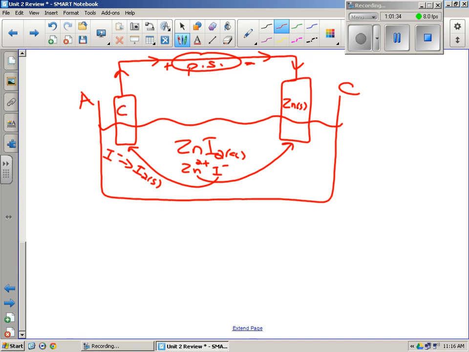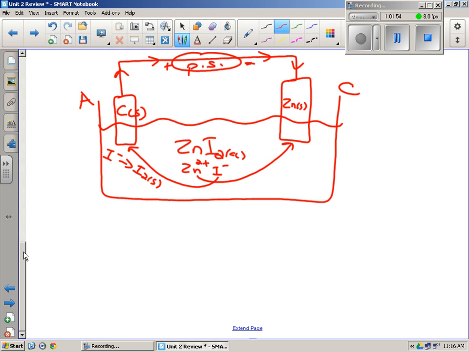Here, you're going to need an inert electrode again, like carbon, graphite, or platinum. And that's what's going to happen there. So basically, the zinc ions are going to turn into zinc over here at the cathode, and the I minus ions are going to turn into I2 solid over there. So it could look like that.